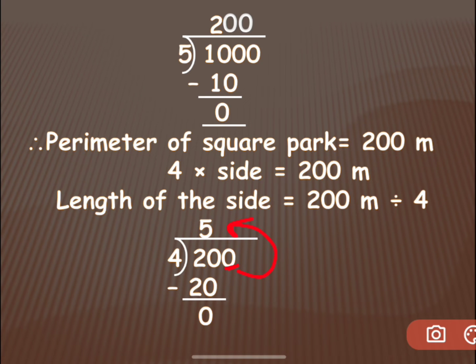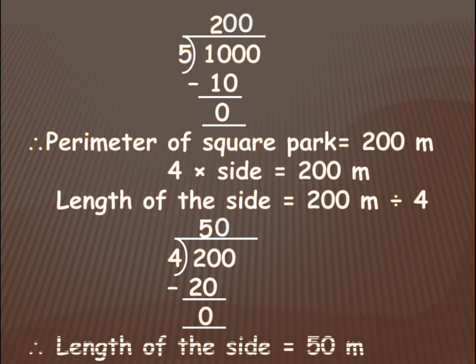Okay, children, do remember we can do this only when you have zeros in the dividend. Only zeros are there, no other digit is there. After subtracting here, you got the answer 0. And after that, if you have only zeros, then you can just place the zeros in the quotient. So there is 1 0, so you will place that 1 0 in the quotient. Now what is the answer? The length of the side is equal to 50 meters.